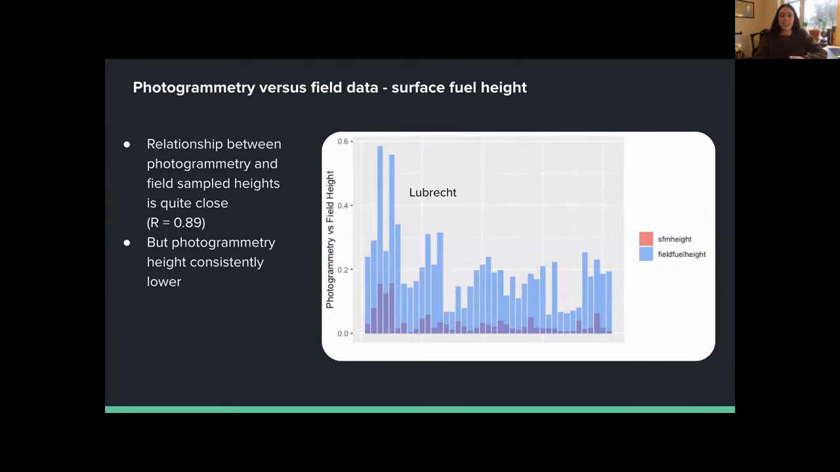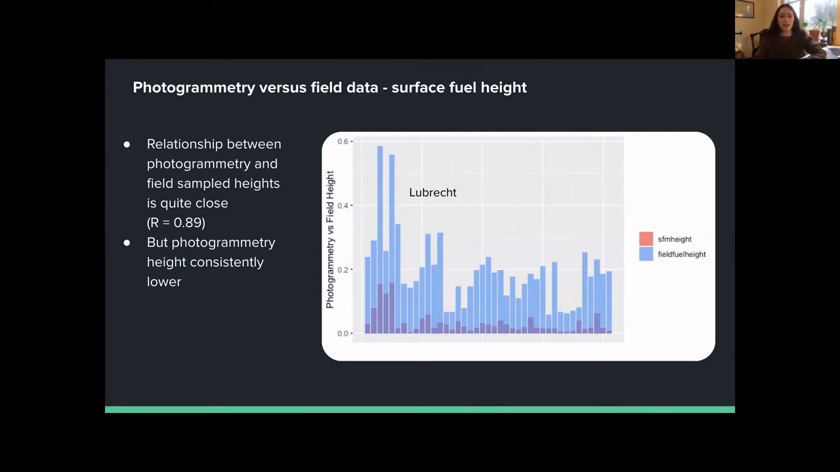Of course, we're interested in how these metrics can be used to predict biomass, but we're also interested in how these metrics compare to the same metrics calculated in the field with our voxelized fuel inventory data. We first looked at the heights for each of our plots, comparing the heights calculated from our photogrammetry data with the field data. In the graph here, each bar represents a single plot, where the blue bars are the heights according to the field sample data, and the red bars, which are just purple where they completely overlap with the blue bars, are the heights according to the photogrammetry models.